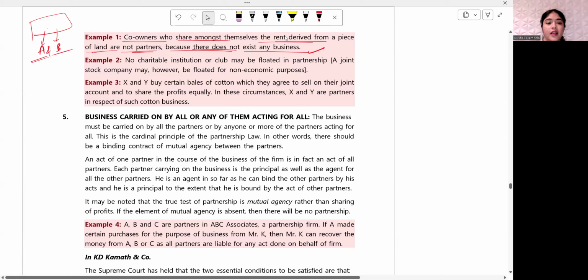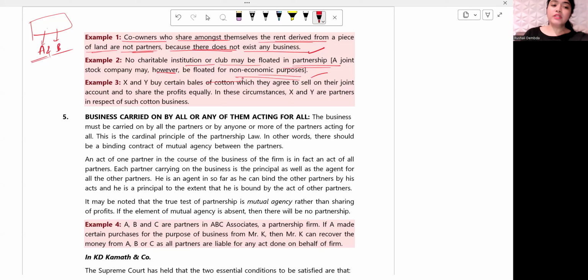Okay. Then we have no charitable institution or club may be floated in a partnership. Any charitable institution, your school, college is there, or a club is there for the benefit of its members. This will not be floated in partnership. We have heard about the social club, etc. So these won't be partnership. A joint stock company may, however, be floated for non-economic purposes. If a joint stock company wants to do something for the society, they don't want the profit out of the business. What they can do is they can enter into a partnership business.